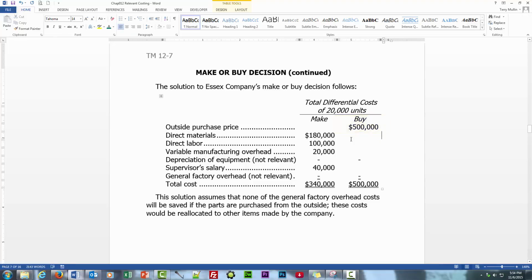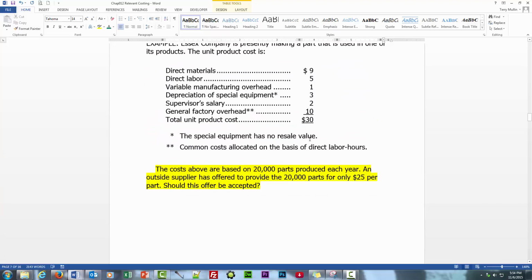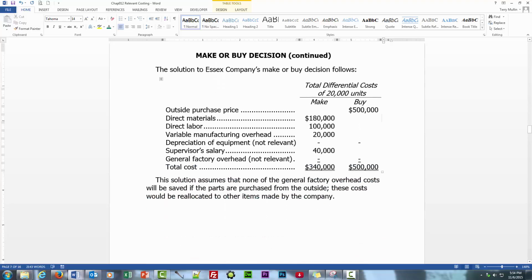If we make this part, then if we're going to make 20,000 units, and it was $9, do you remember the numbers from up above here? 9, 5, 1, 3, 2, 10. So we've got $9 per unit times 20,000. We've got $5 per unit times 20,000. Then we've got $1 per unit times 20,000. The depreciation is not relevant because if it's present in both situations, we leave it out.